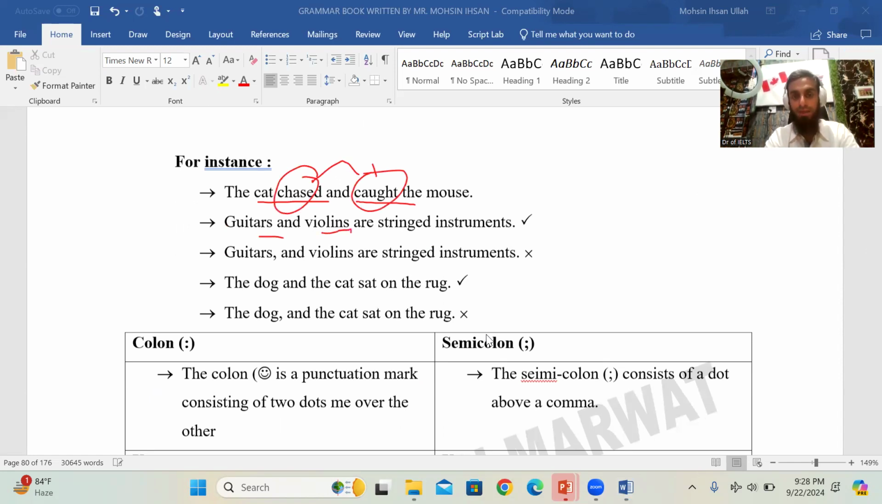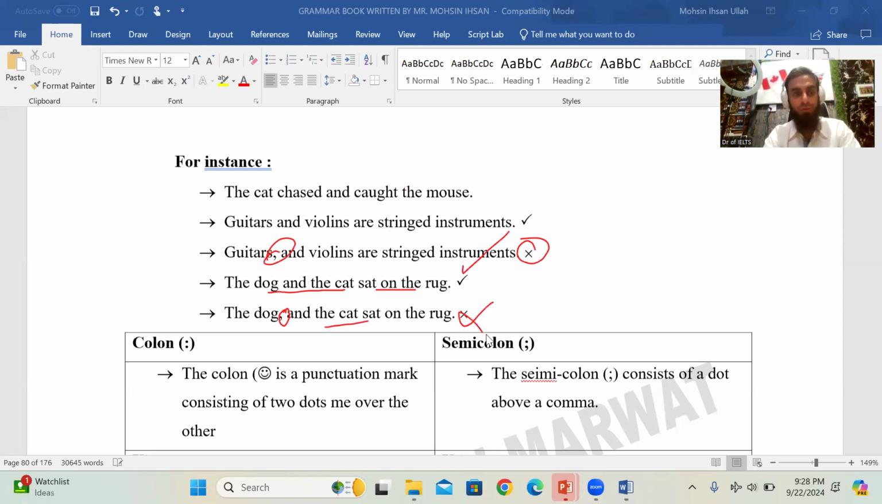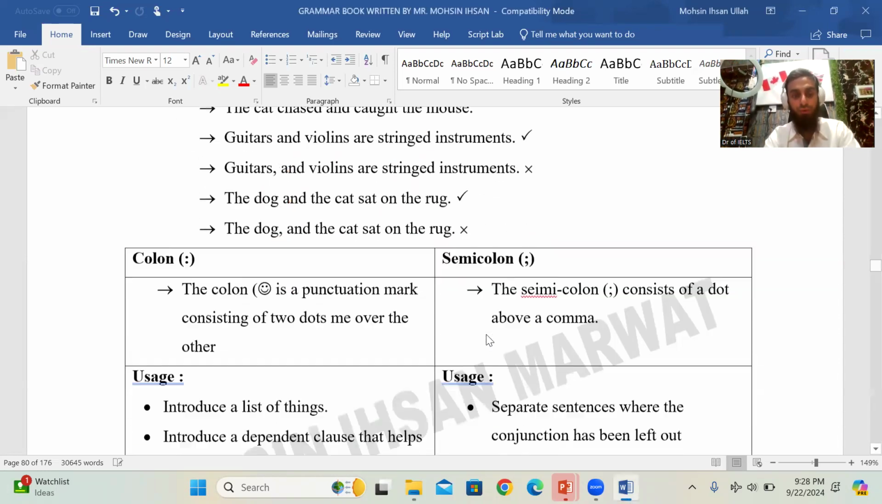Guitars and violins are stringed instruments, right? Guitars, comma, and violins. Now, why is it wrong? Because these are two objects, two subjects and two names. So those two names can't be distinguished by a comma, right? So this will be wrong. The dog and the cat sat on the rug. Fine. The dog, comma, and the cat is wrong, right? So before and, if there are two names, no comma.